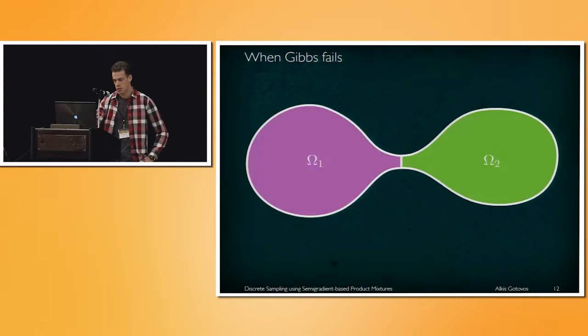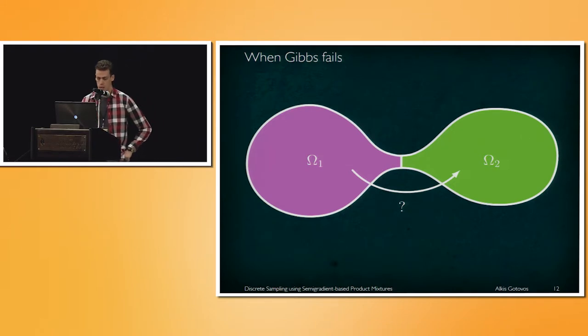So conceptually, when your state space can be divided into 2 parts here, omega 1 and omega 2, and the Gibbs sampler has trouble going from one part to the other, which leads to, or may lead to, really high mixing times. Okay, so what we want to address in this paper is if there is a better way to jump over these bottlenecks and alleviate this problem that local samplers might have.